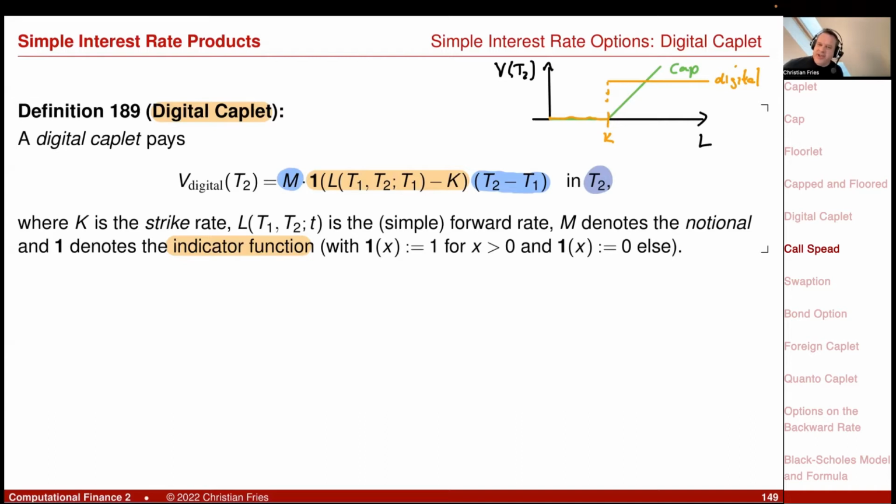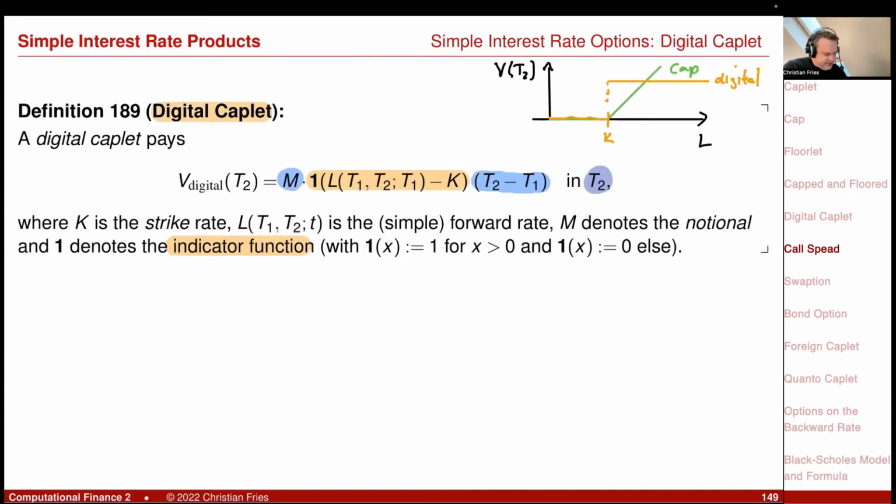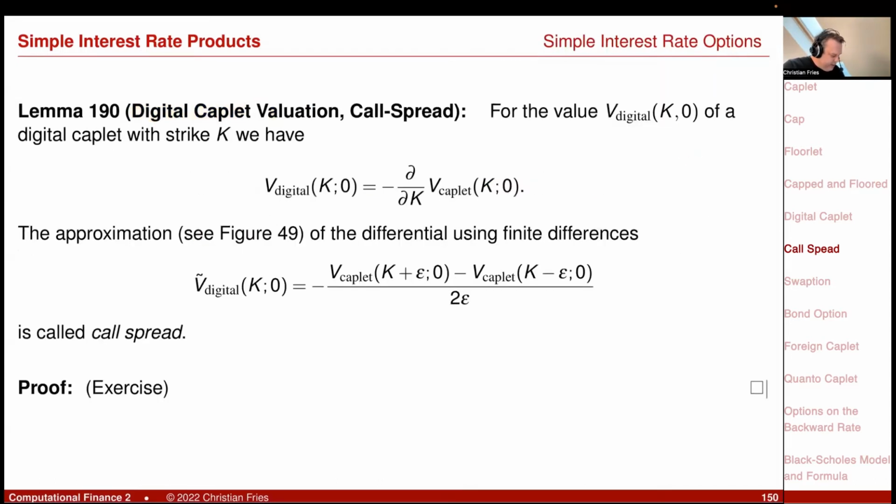So I can just differentiate, for example, with respect to K, or minus K, because it is minus K, I can just differentiate caplet values to get the values of digitals. I differentiate with respect to K, and because it is L minus K, it goes in the other direction, so I get a minus out of it. And we have the nice little lemma that the digital caplet value is related to the caplet value. The digital value for the strike K is: differentiate the caplet value with respect to K, and multiply with minus 1. So minus d by dK of the value of the caplet with strike K.